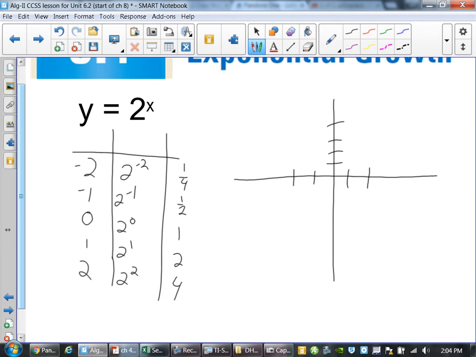So what's happening here is we get a curve. Okay. Just real easy values to plot through: 1/4, 1/2, 1, 2, and 4.